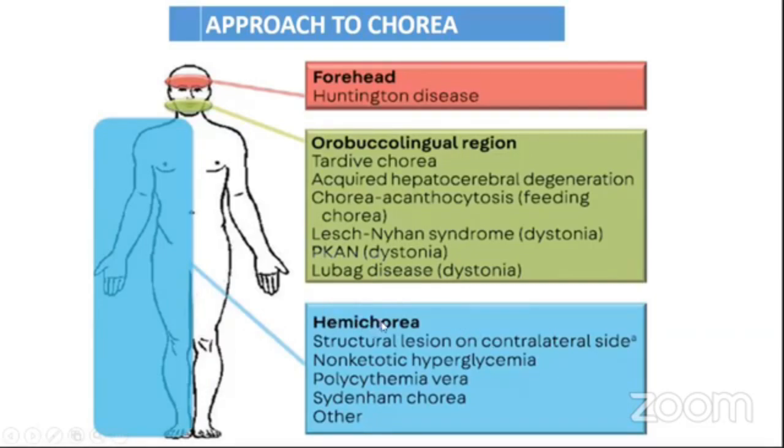And when the chorea is present on one side of the body, that is hemichorea, you should search for any structural lesions on the contralateral side of the basal ganglia, maybe non-ketotic hyperglycemic state. I have found recently 4 cases of non-ketotic hyperglycemic state where the patient presented with hemichorea. Polycythemia rubra vera can present with hemichorea. Sydenham chorea sometimes presents with hemichorea, but it may present with bilateral chorea. These are the most common causes of hemichorea.